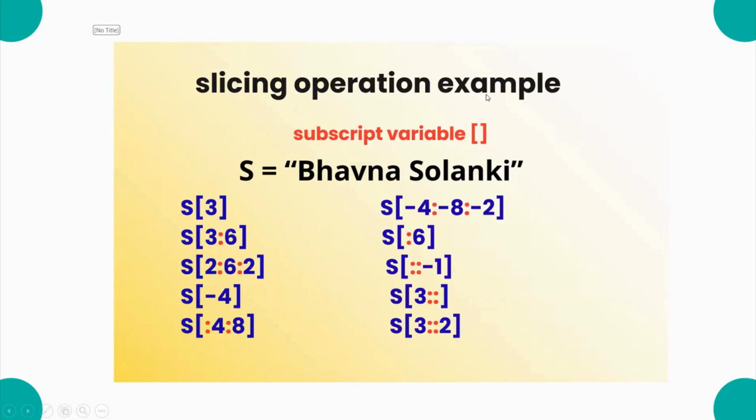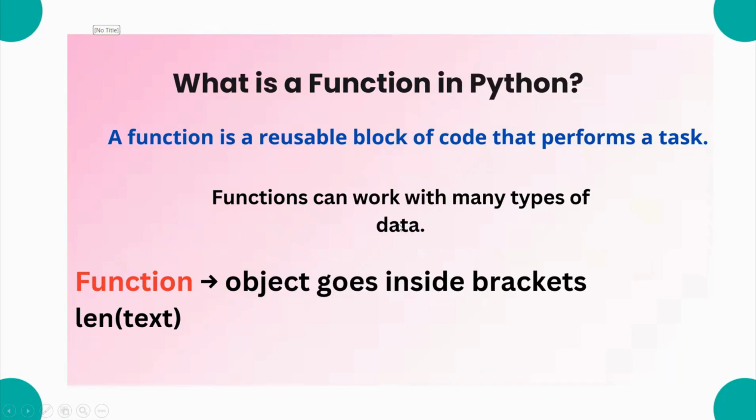What is a slicing operation example? For example, let's suppose we have made one string, s equal to Bhavna Solanki. Bhavna Solanki is under quotation marks, which means it is a string stored in variable s. Slicing operation always comes under square brackets. If you want to do a slicing operation, you are going to use square brackets. s[:3] means you are going to extract three characters from this given string.